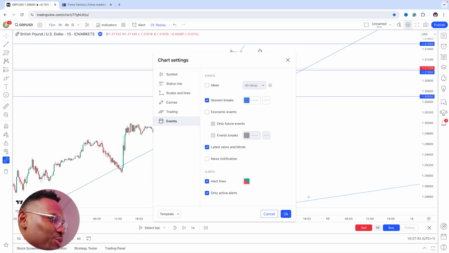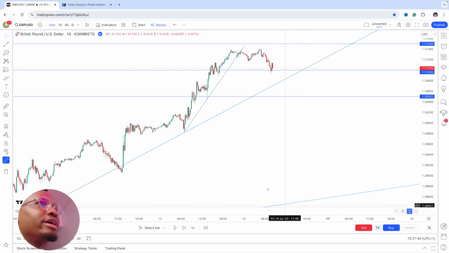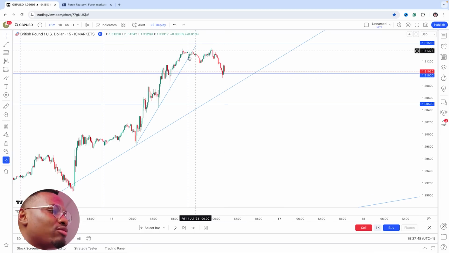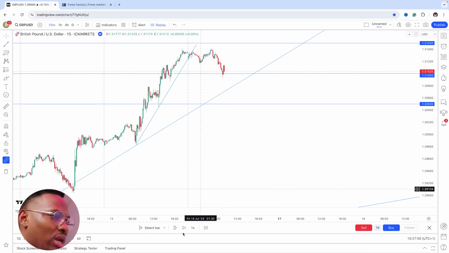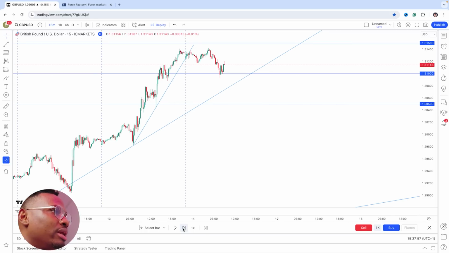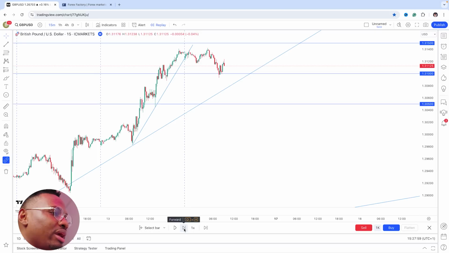Event, turn on the session breaks, and I click on OK. Session break is to let me know the day of the week. So Friday started from here. I want to do it such that a new broken line comes up, then I'll start my Monday analysis from there. I'll know that we're in a fresh week.